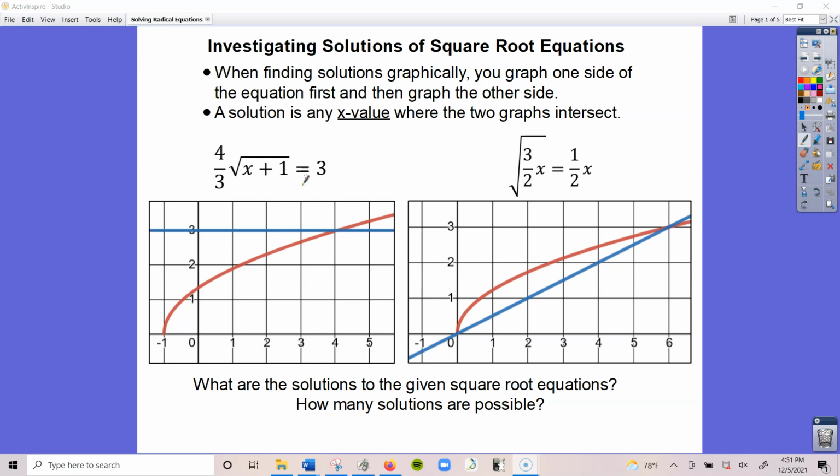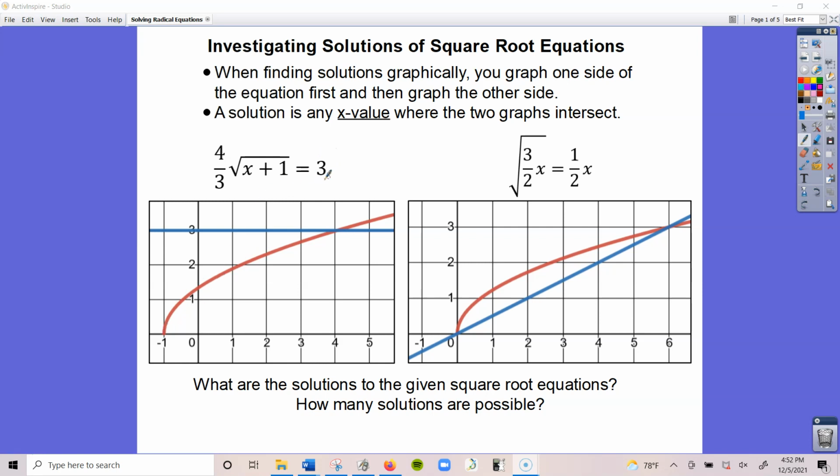Now, the left side of the equation here is this red part of the graph. We have the 4 over 3 square root of x plus 1. This means that the radical function was shifted to the left one, and there is a vertical stretch of 4 over 3. So you can see how it was shifted to the left, and there is a stretch.